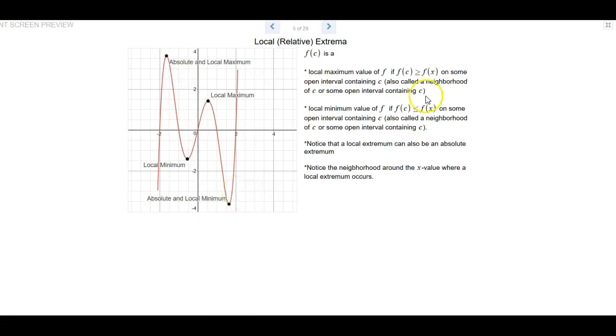And here is why they're considered local as well, because there's a neighborhood. In other words, there's a piece of the graph on both sides of each of these points where the y value here is greater than all of the other y values for the absolute max, and the y values here are less than all the other ones around it. So that's a local extremum.